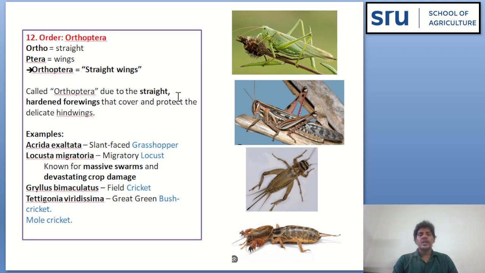Called Orthoptera due to their straight, hardened forewings that cover and protect the delicate hind wings. Examples are grasshopper, locust, cricket, and mole cricket.